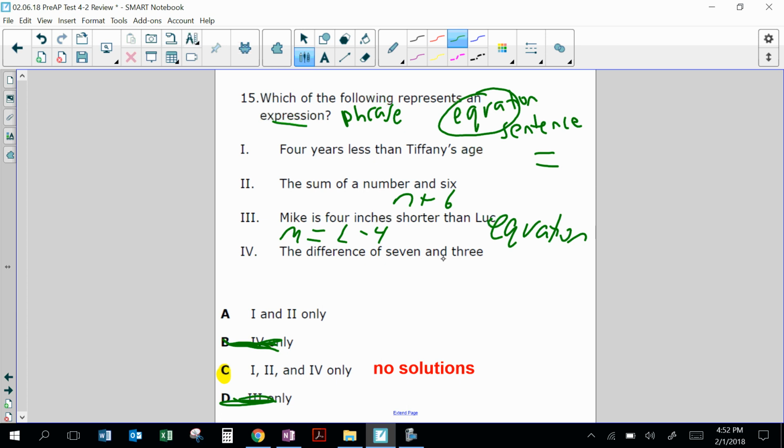The difference of 7 and 3. Okay, what about it? I know the difference of 7 minus 3. Can we finish this thought? Can we make it an equation? No, so it's an expression. C is the answer.